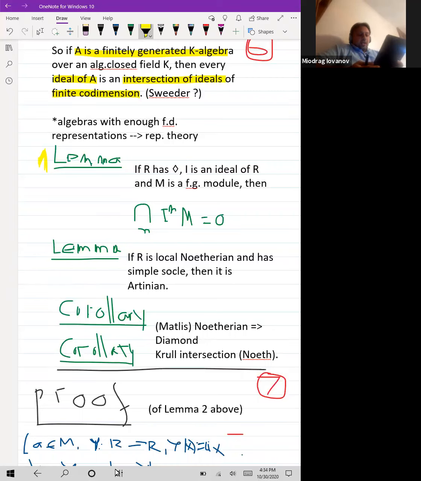So what this says is that, in fact, Krull's intersection theorem works in the generality of diamond rings. And in order to prove some of these things, this other lemma is also useful. If you take a local Noetherian ring which has simple socle, then it is Artinian. Now, this is something that's known.